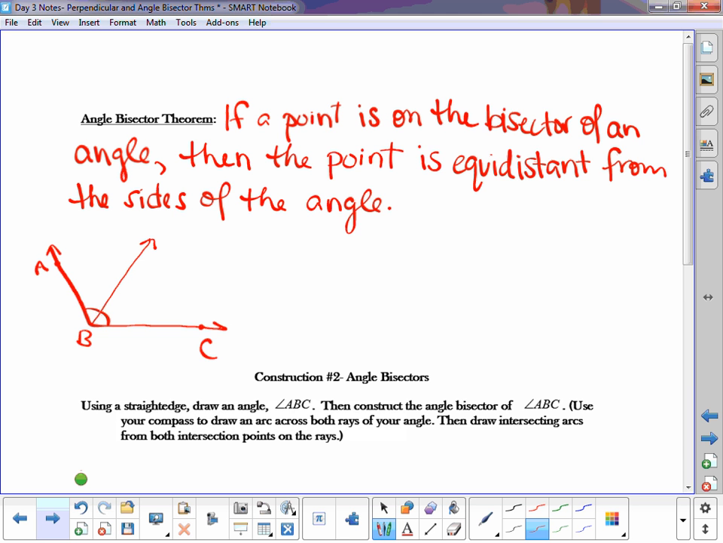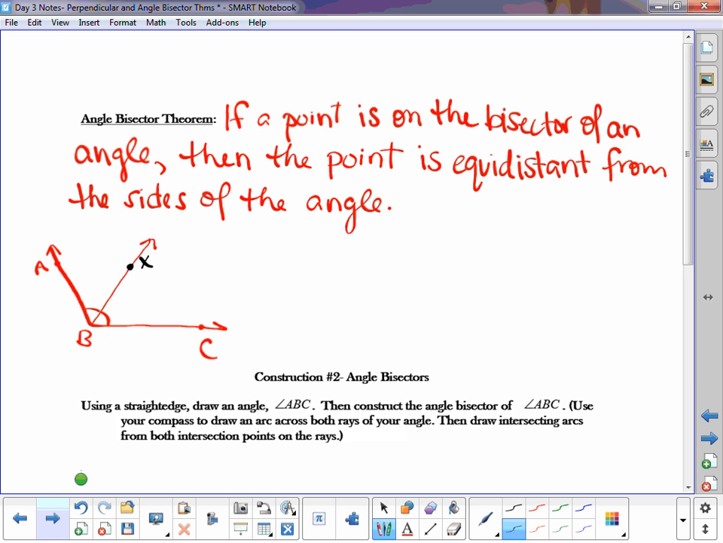All right, so what our theorem says is, again, we're starting off with an angle bisector. And it says if a point is anywhere on that angle bisector, so slap one on there, I'm going to throw one there. I'm going to call it X. Then that point is equidistant from the sides.